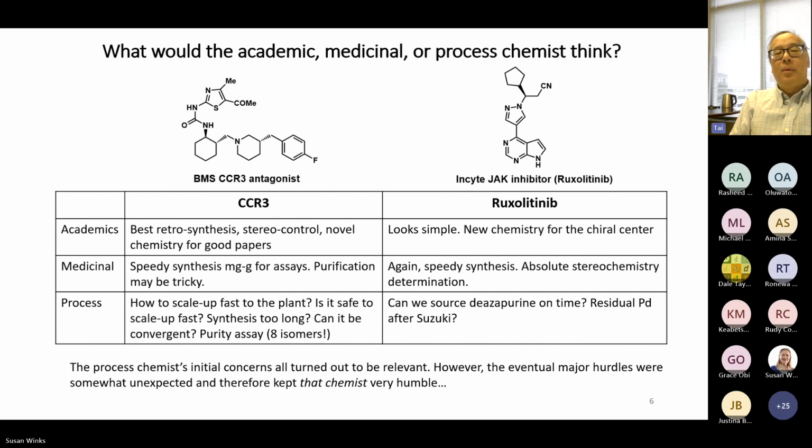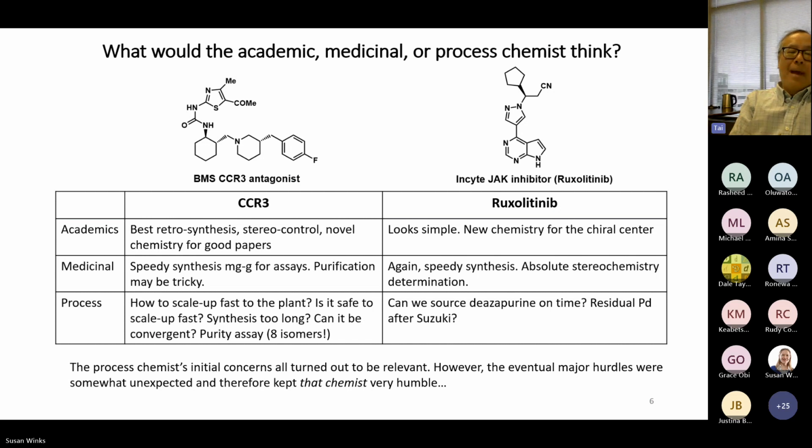When I look at the CCL3 molecule, I was thinking the synthesis is probably too long. How do we scale it up really fast? But if we do it really fast, is it safe? And can we do a convergent synthesis? And how do we assay the purity because of all the isomers there? For Ruxolitinib, the first thing I thought was how do we source the starting material, which is the bottom part of the molecule, the diazepurine? And through the Suzuki reaction, we have to use palladium, and how do we remove it at the end? Those were my initial impressions.